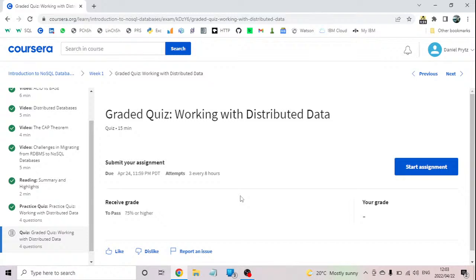Okay, list the four main categories of NoSQL databases available. Okay, we know column, graph, document, and key value. There we go. Describe the key value NoSQL database category, including its architecture.